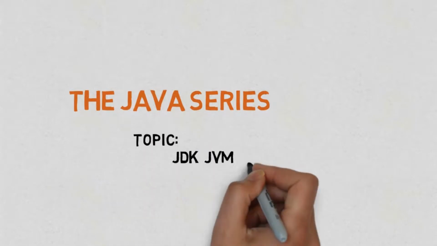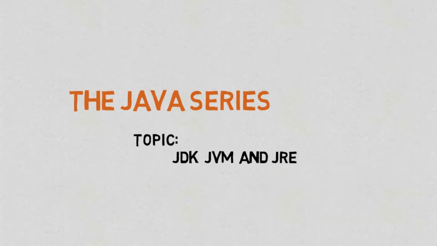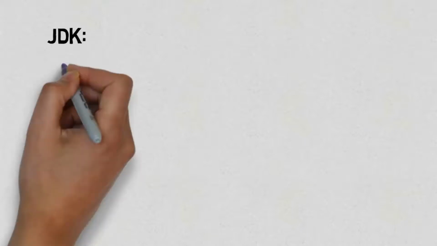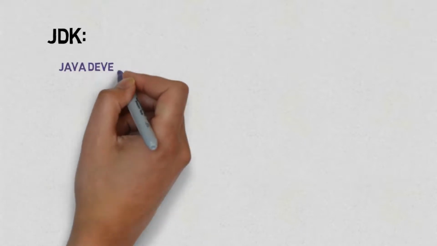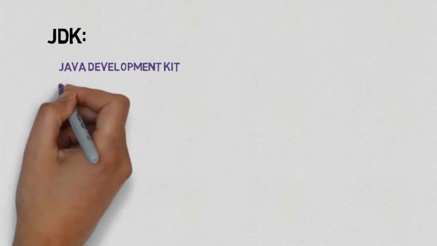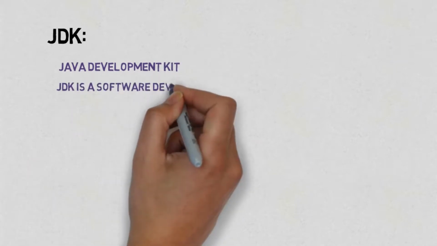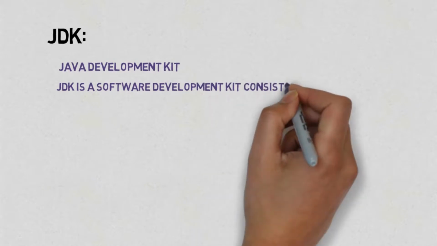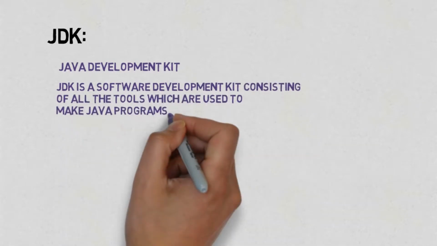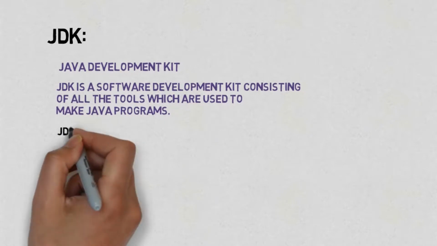Today my topic is JDK, JVM and JRE. So first of all, JDK. What is JDK? JDK stands for Java Development Kit. Now what is Java Development Kit? JDK is a software development kit consisting of all the tools which are used to make Java programs.